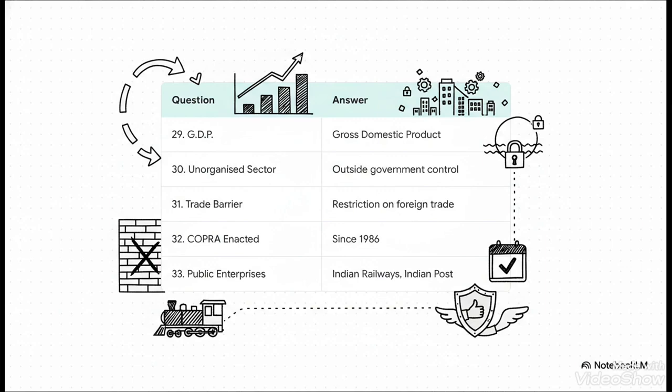GDP stands for Gross Domestic Product. That's the total value of everything a country produces. The unorganized sector, that's all the small, scattered businesses that aren't really under government control. A trade barrier is just a government restriction on foreign trade, like a tax on imports. COPRA is the Consumer Protection Act, and it's been around since 1986. And finally, two classic examples of public enterprises are Indian Railways and Indian Post.